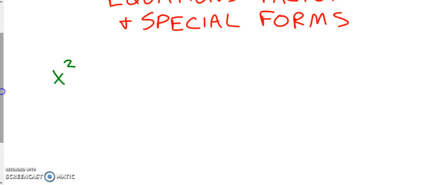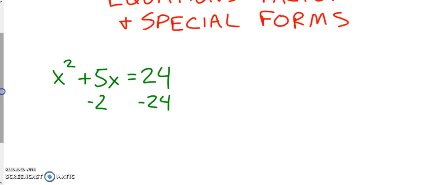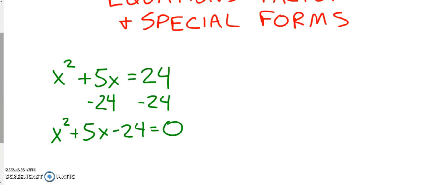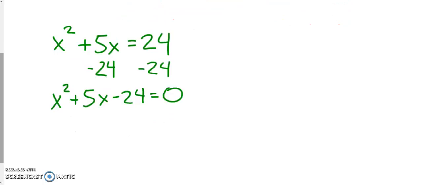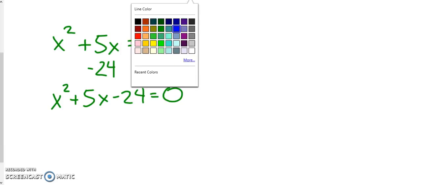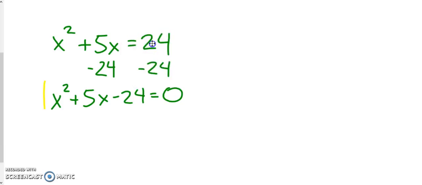But let's say that I had x squared plus 5x equals 24. The thing to remember when you're trying to factor something is you have to make sure you get it equal to 0. So to do so, we can subtract 24 from both sides. We have x squared plus 5x minus 24 equals 0. When we factor that, we can either use our little factoring box, or you can realize that there's an understood one sitting right there.